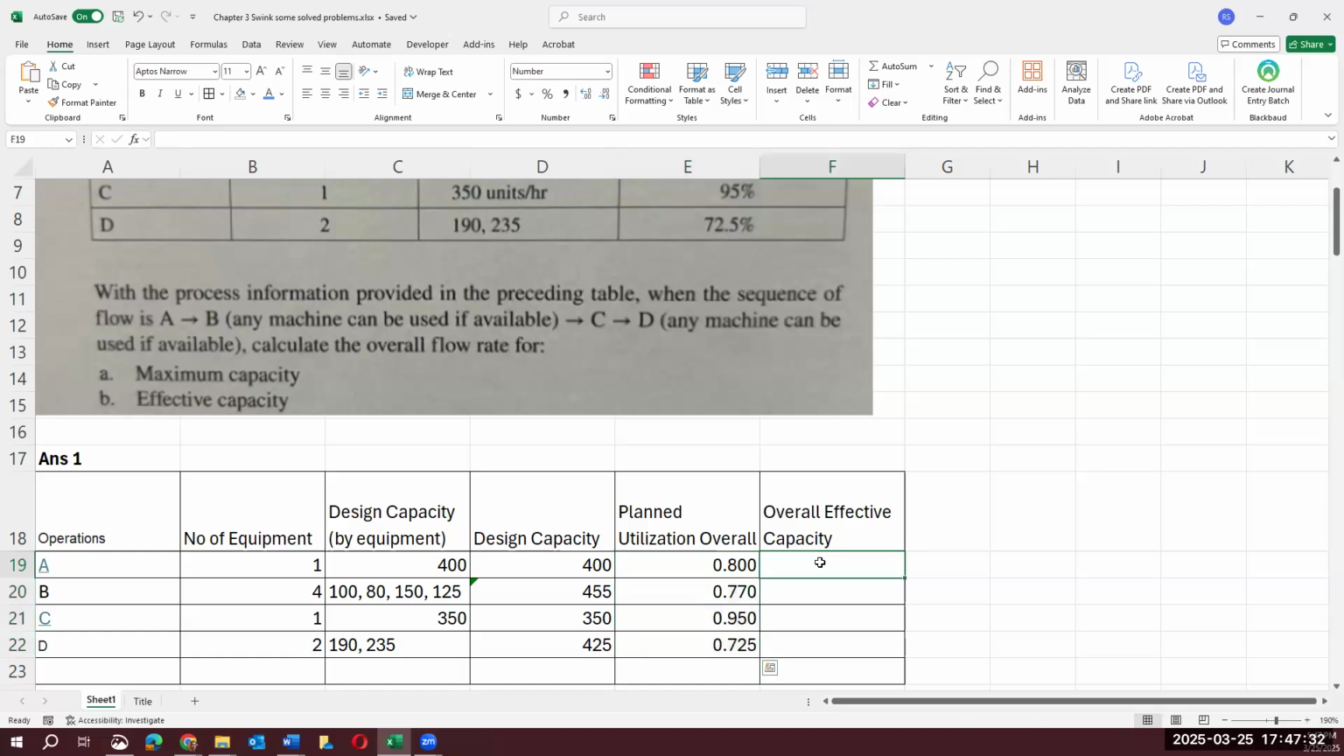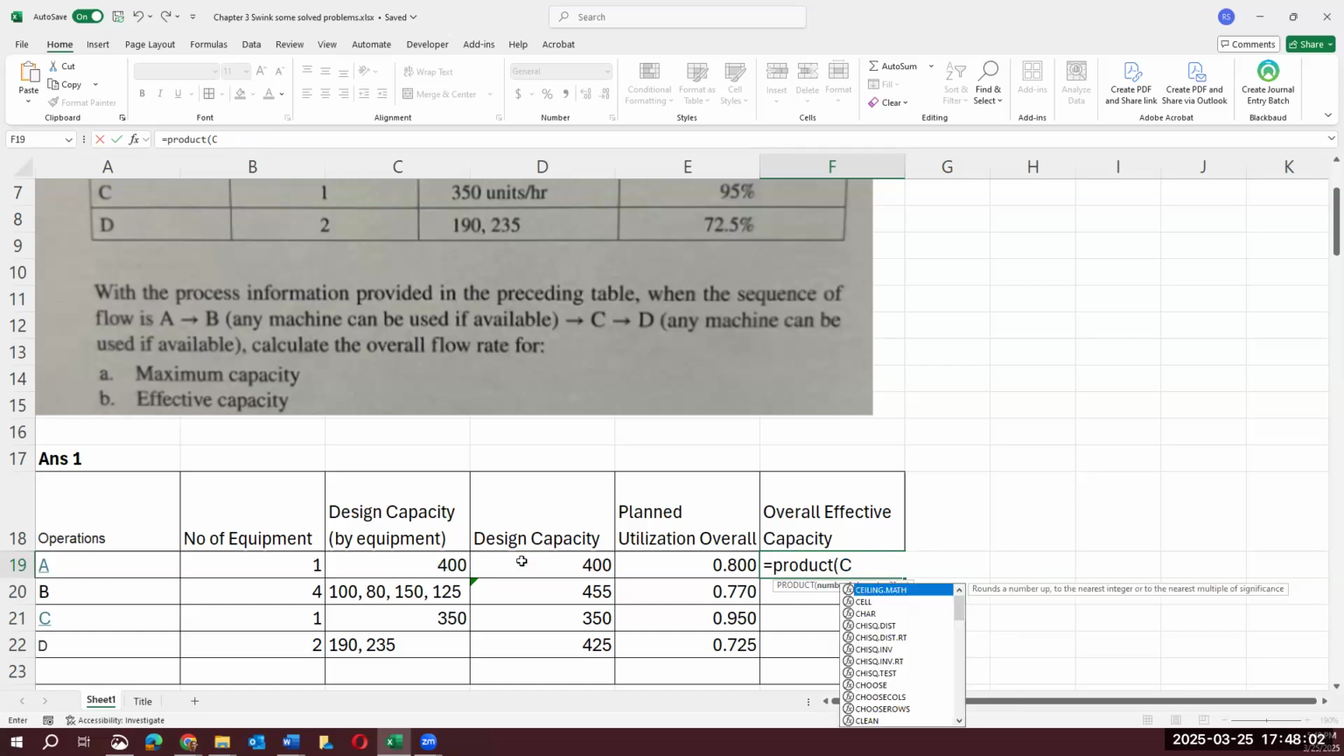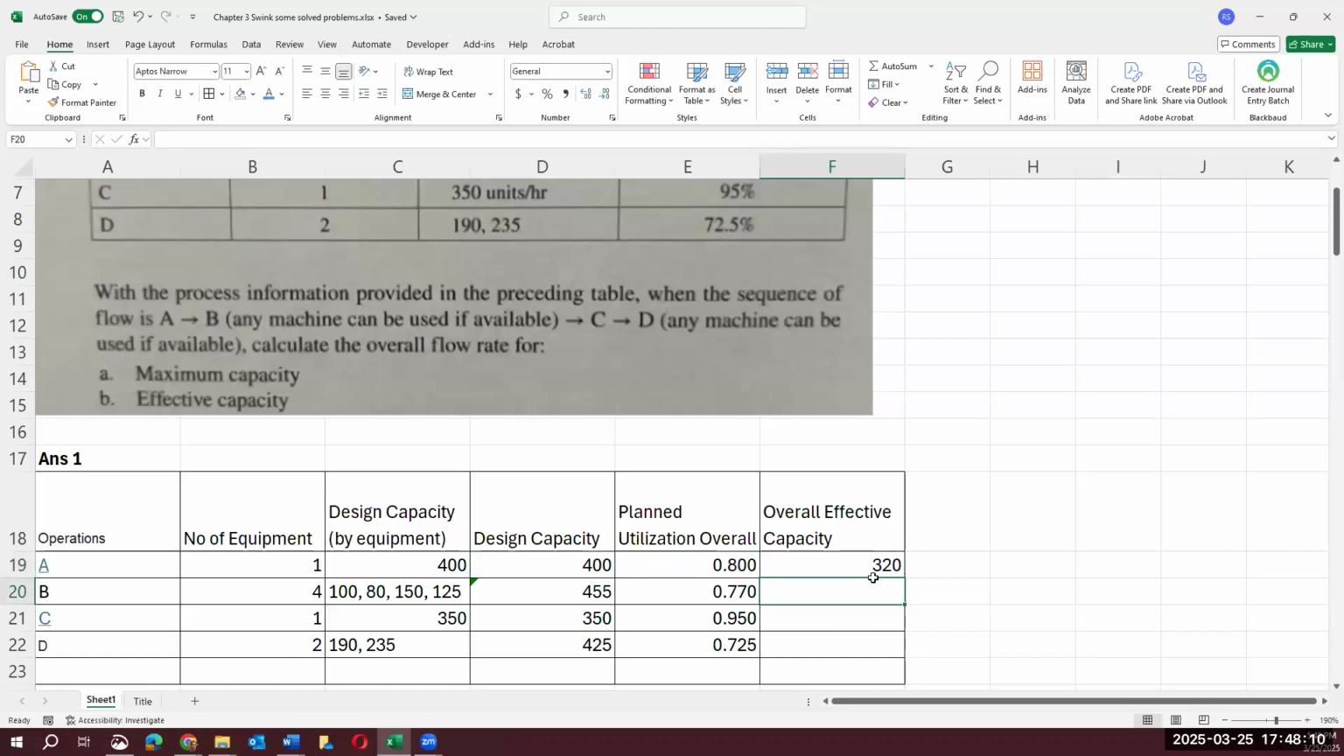So overall capacity can be simply, you take this number, so you can add stage 1, you can handle 400, stage 2, you can handle total 455, and so on. So effective capacity will be simply product of this number, and I'm sorry, it should be this number. I'm going to fix it. This number and this number, okay? So if I do that, I get these numbers here.